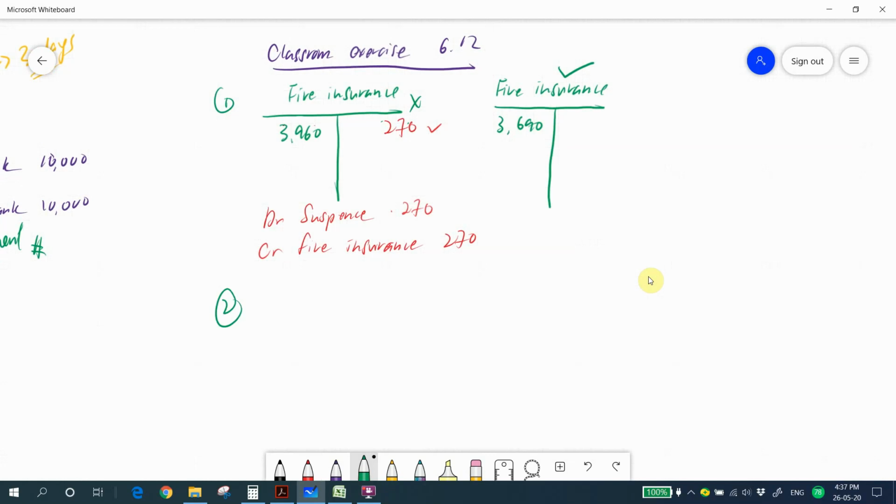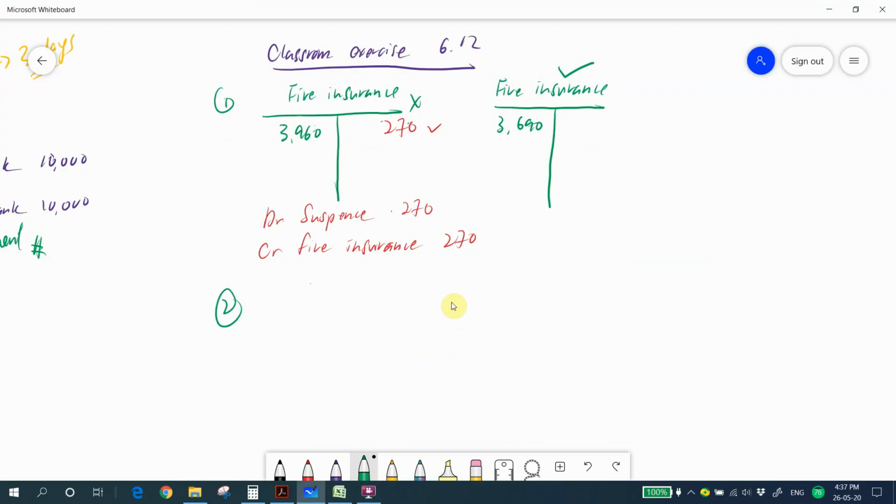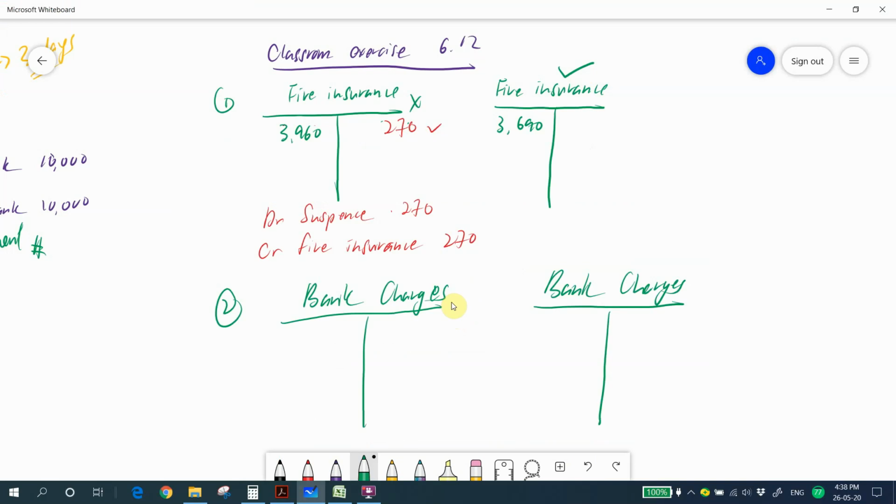Second adjustment, let's have a look. Bank charges 340 has been recorded as a credit entry. So bank charges account, by right, I think we make it consistent, we write the correct one on the right hand side. By right, it should be 340 on the debit because this is an expense, bank charges. This is the correct one. However, the accountant recorded wrongly on the credit 340.